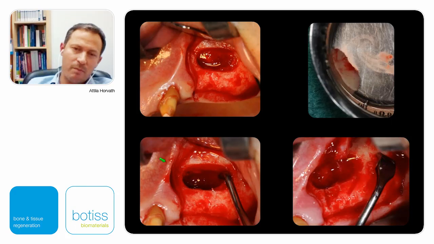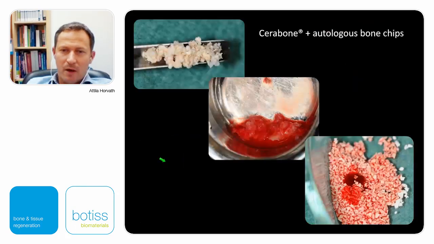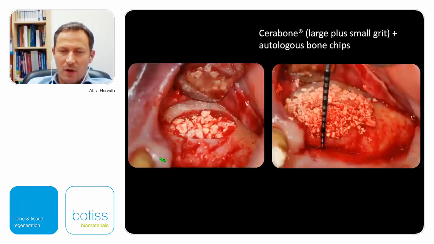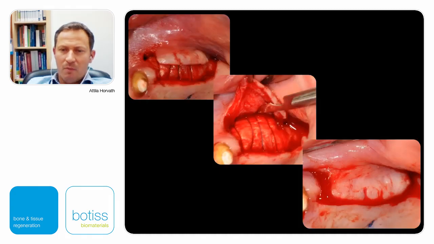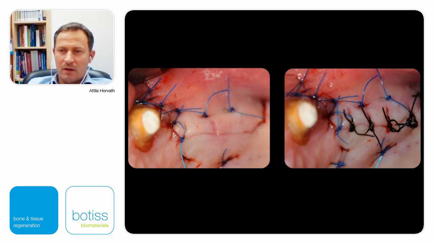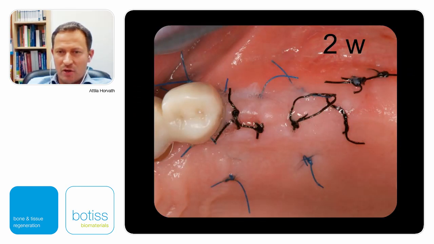Now I'm showing only the left-hand side of the patient. So we've done an external sinus lift surgery with xenograft, and in this situation we've used cerabone from botiss, a large grain xenograft in the sinus and small grain xenograft mixed with autogenous bone particles around. So a contour augmentation and lateral augmentation have been done. Resorbable membrane, mobilization of the flap, and I think again the suturing is very important in order to have a tensionless closure. Therefore, we aim for three-layer suturing in this situation, and after 2 weeks we can't even see the incision line.